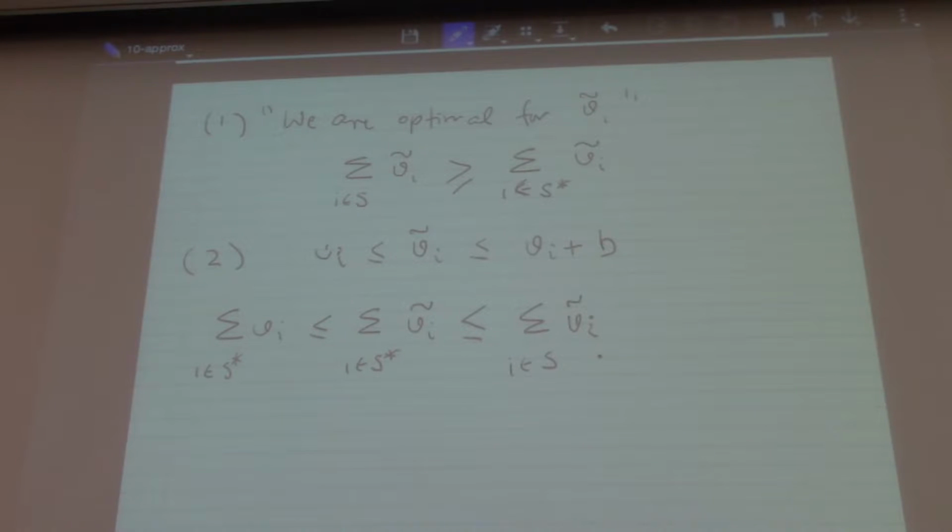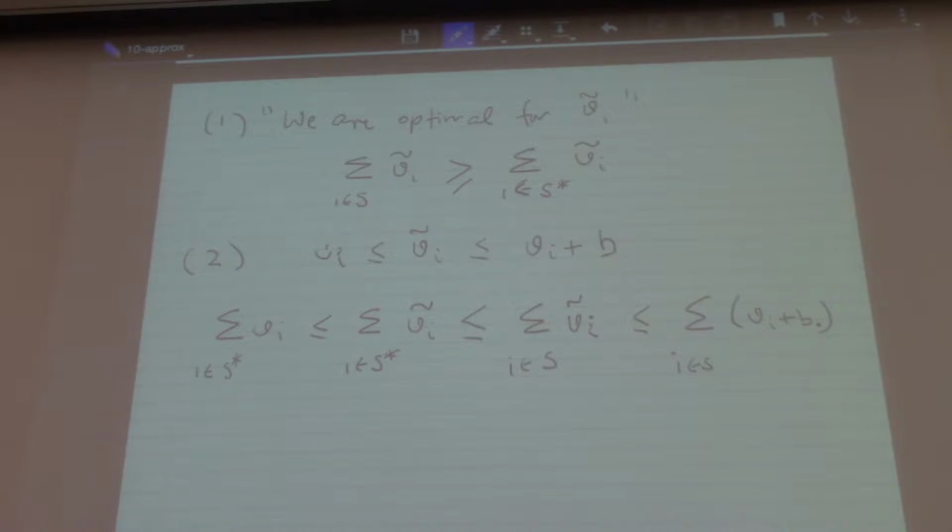Yeah? Well, we know that VI told us less than VI plus B. Very good. So we can plug that in here. We can replace this VI by that and keep the inequality direction in the same way. So this becomes less than or equal to the sum over sigma I belonging to S of VI plus B, right?